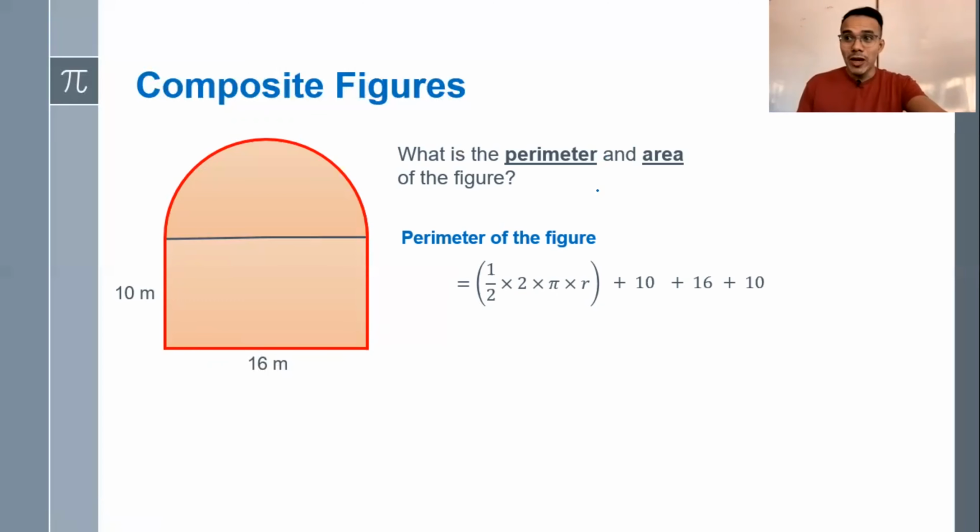Now, we are going to replace pi with 3.14 and the value of r, or the radius, which is 8. So it's time now for substitution. We have pi 3.14, r 8, and the sum of 10, 16, and 10 is 36. Get your calculator, multiply all these numbers, and your calculator will give you 25.12 plus 36. The answer is 61.12.